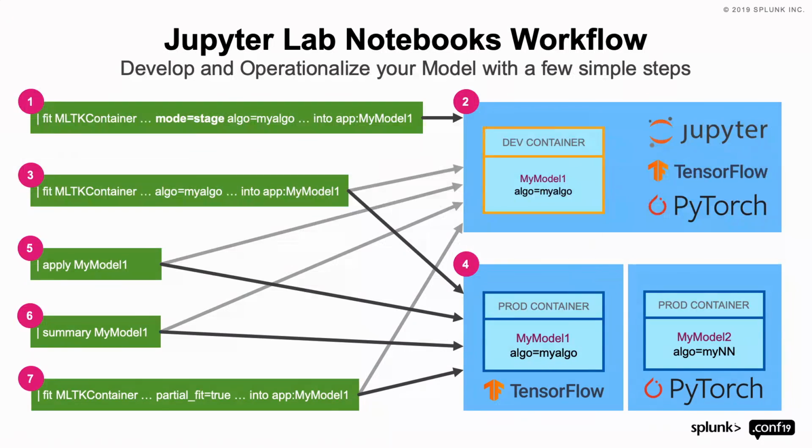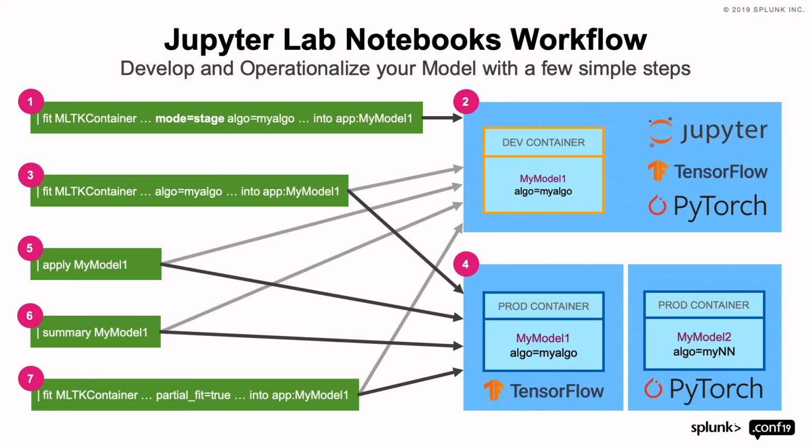From a workflow perspective, this is a little flow chart that I was trying to sketch out that walks you through 7 steps here. First, you do a fit MLTK container. There is a mode built in that tells you I just want to stage over a bit of data into the development container, just for doing experimentation. Likely this is a sample set of data. It's not the full set of data that you want to feed in there.